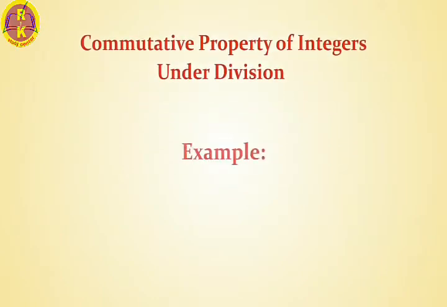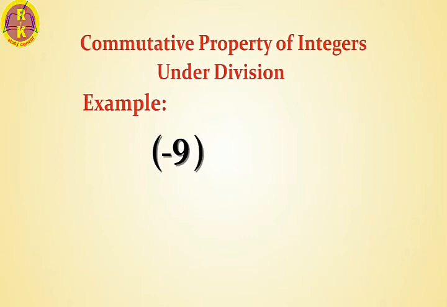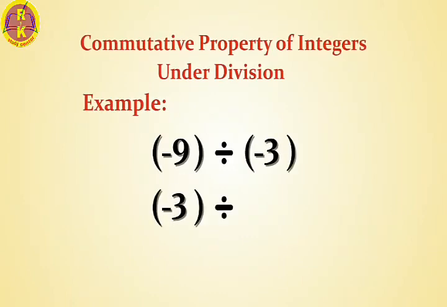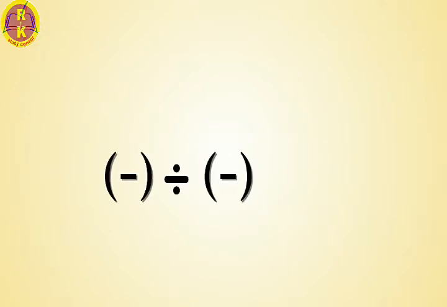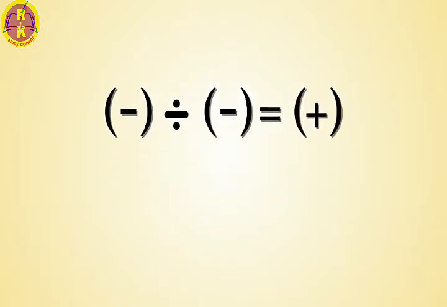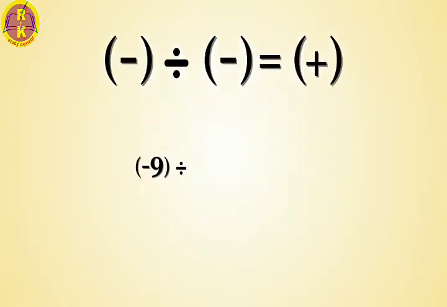Let's look at the example. Minus 9 divided by minus 3 and minus 3 divided by minus 9. Do both these have the same value? As we already know, when we divide a negative integer by a negative integer, the quotient is a positive number. So, minus 9 divided by minus 3 is equal to plus 3, which is an integer.